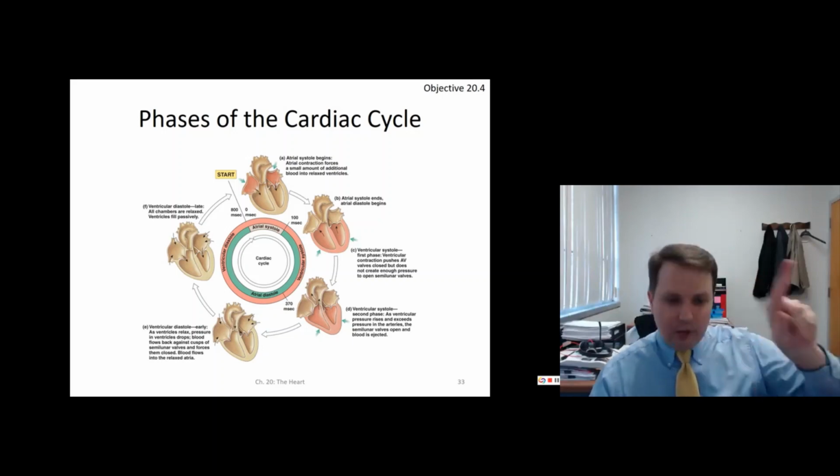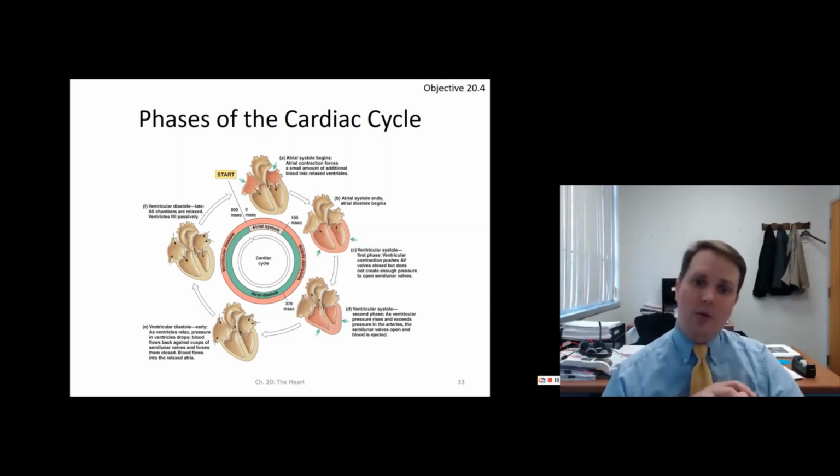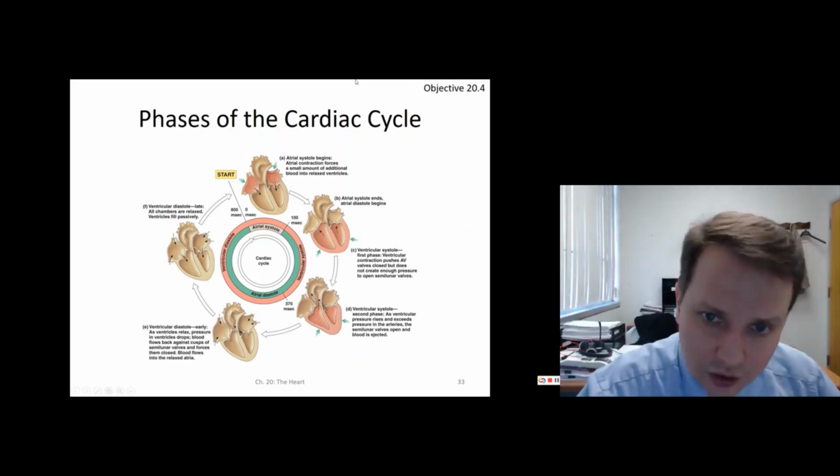Then we're going to see that in ventricular diastole, as the ventricles relax, blood fills the atria passively. Then that blood weighs enough to open up the AV valves and fills the ventricles passively. That's what we mean by that. The ventricles fill, then the atria squeeze to fill the rest of the blood up, and we go round and round. We always start here with atrial systole, okay?